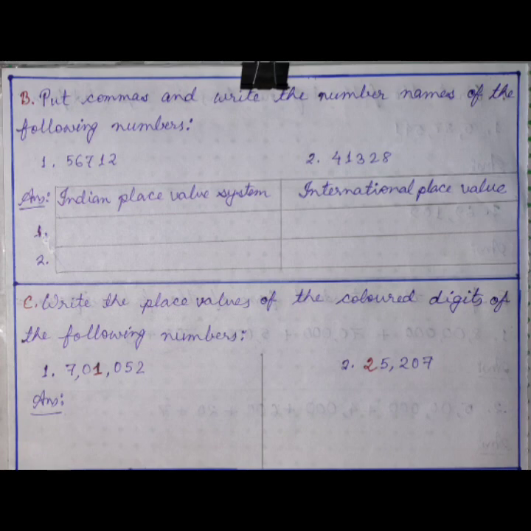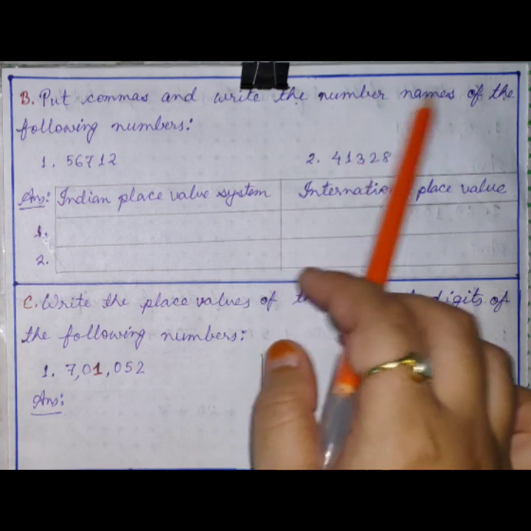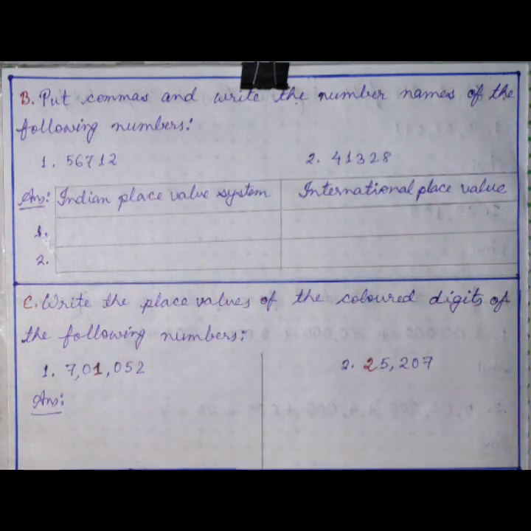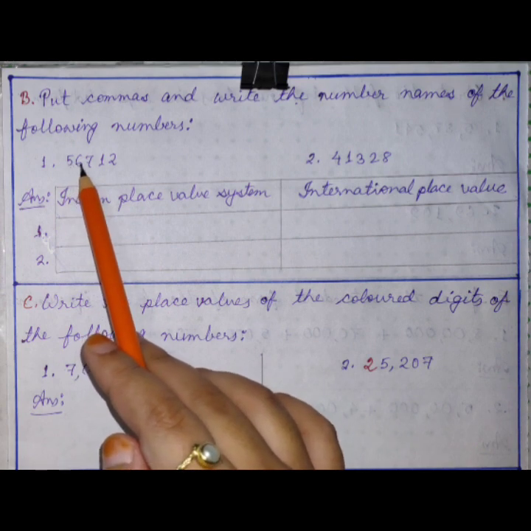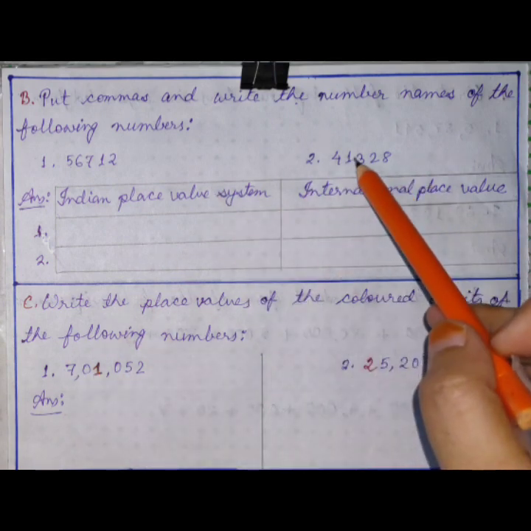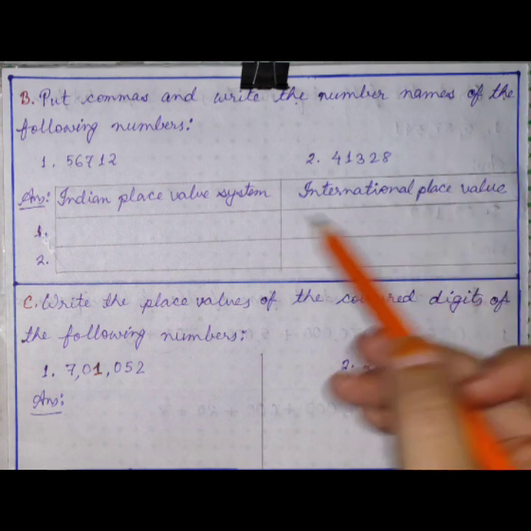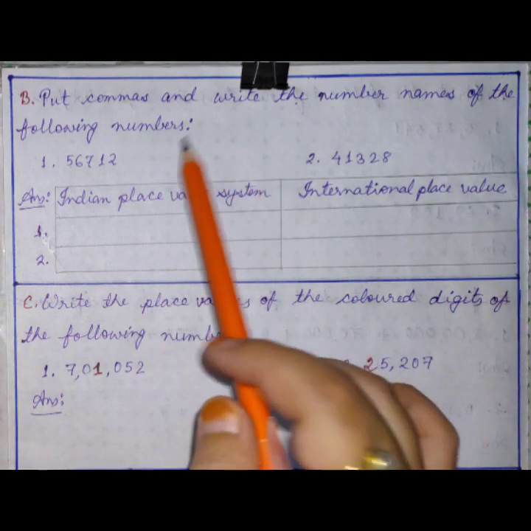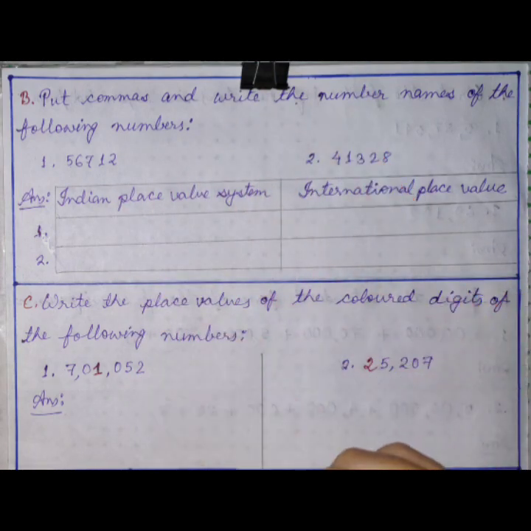Now let us move to another question. Put commas and write the number names of the following numbers. The first number you are given is 56,712. Okay, and the second number is 41,328. Now see, it is not mentioned here whether you have to do it in the Indian place value system or the international place value system, right? So we will write the answers in both the systems.